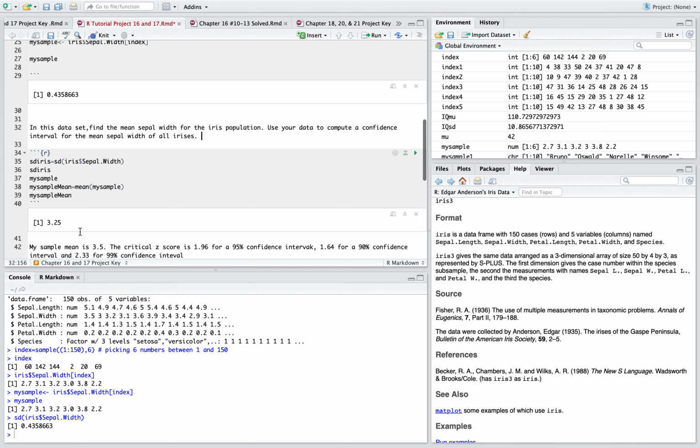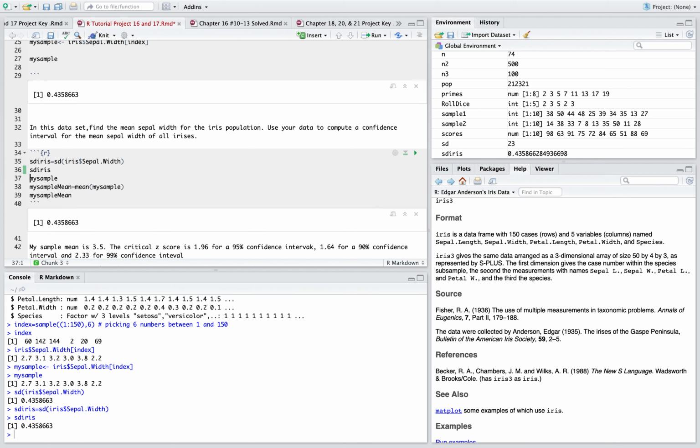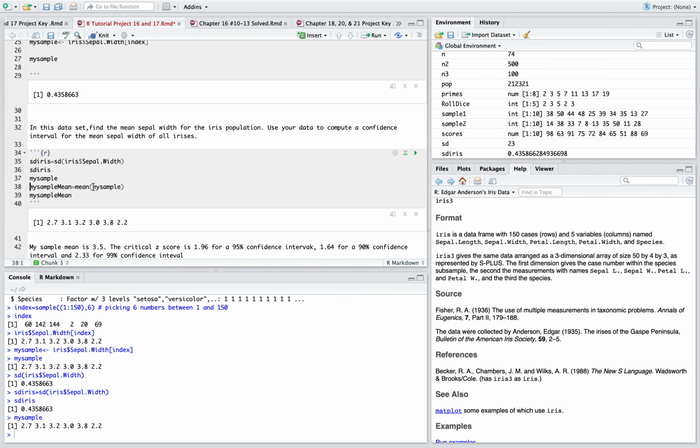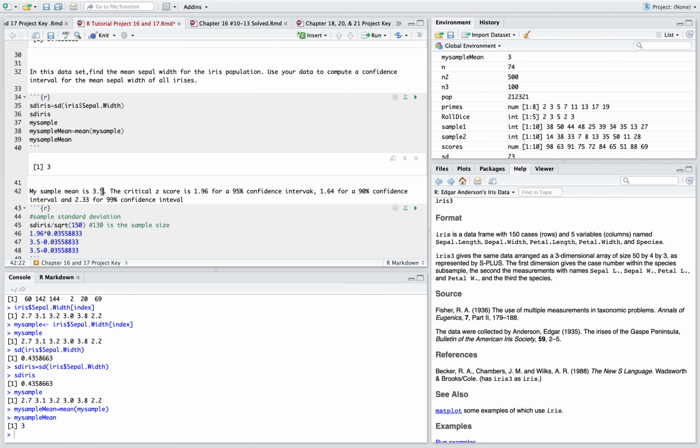Okay, so first thing I'm going to do is calculate the standard deviation of iris and label that to be the standard deviation of the iris sepal width. So here I have it's 0.436. Reminder that I defined my sample to be the sepal widths of 6 flowers that were chosen at random. I can calculate my sample mean. So my sample mean now is 3. It changed.